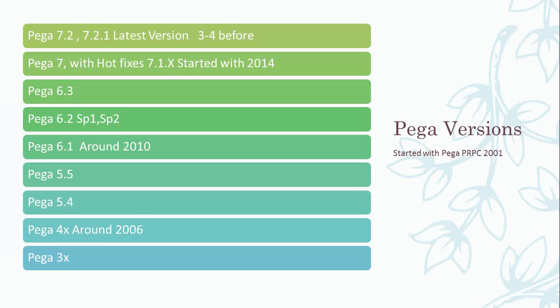The recent versions are 7.2 and 7.2.1, and in November 2016 they released the latest version, 7.2.2. So the latest version now is 7.2.2.